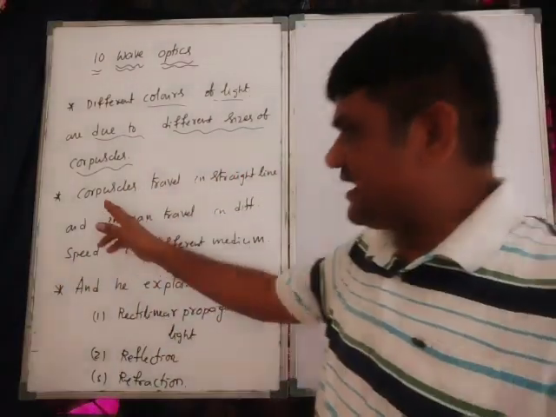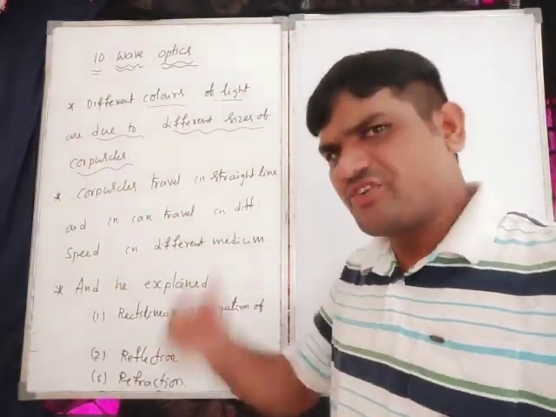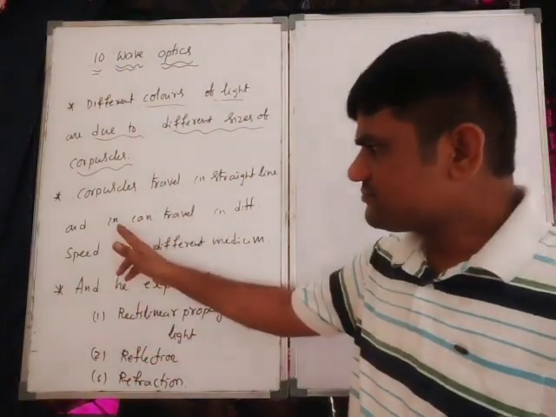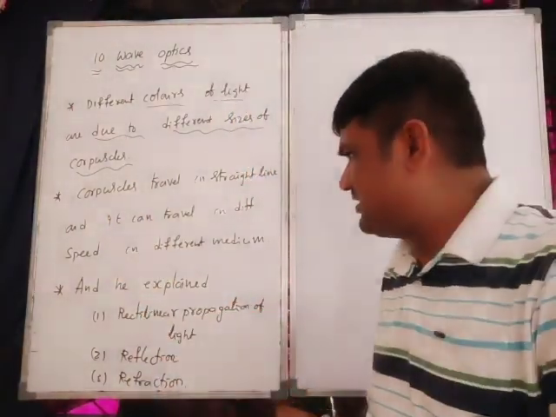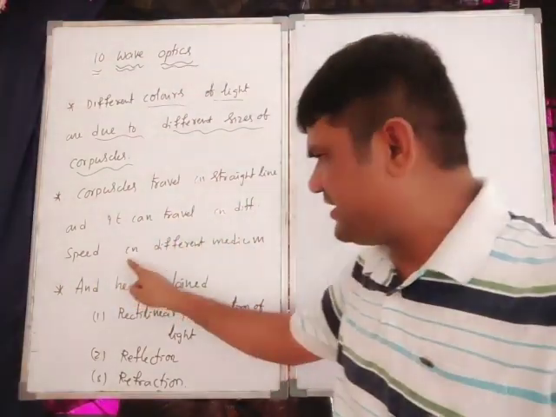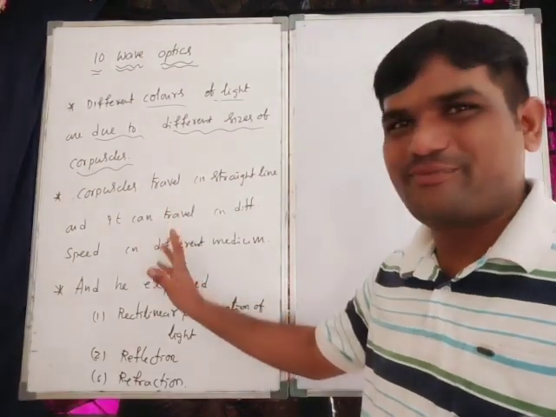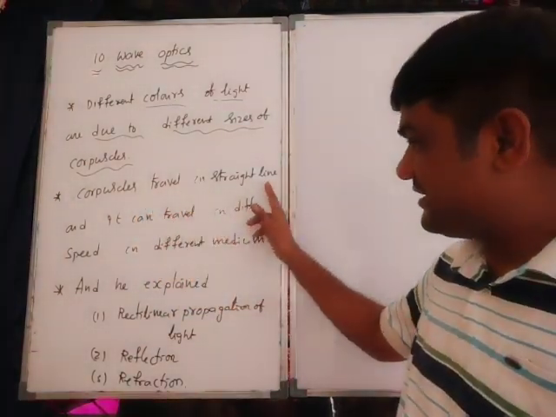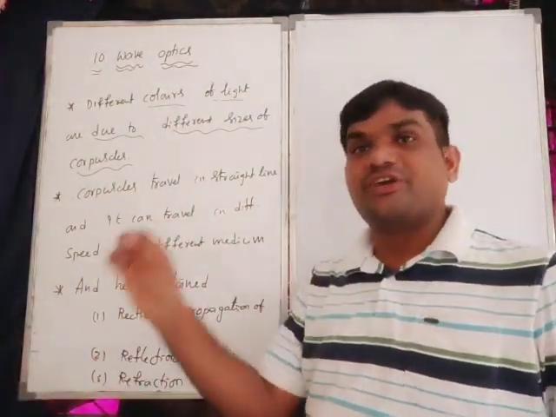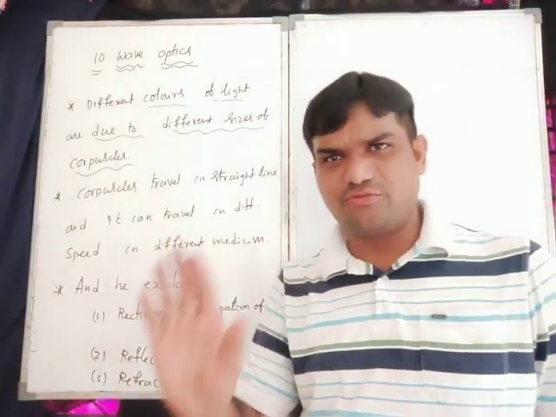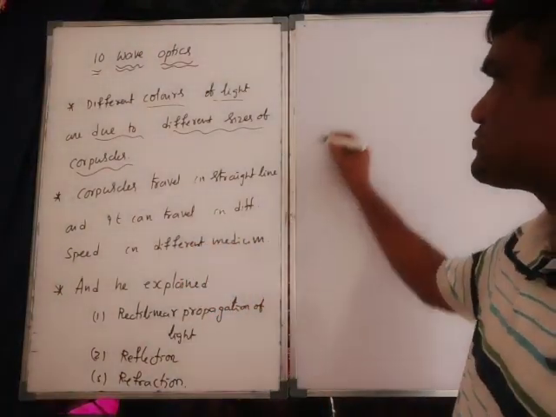Right. Next point. And also corpuscles travel in a straight line. Yes. Corpuscles can travel in a straight line, and they can travel at different speeds in different media. Yes, this is a very, very important point. So corpuscles travel in a straight line and can travel at different speeds in different media. Different media. Remember, very important point. So for this purpose, I will use a small explanation here.